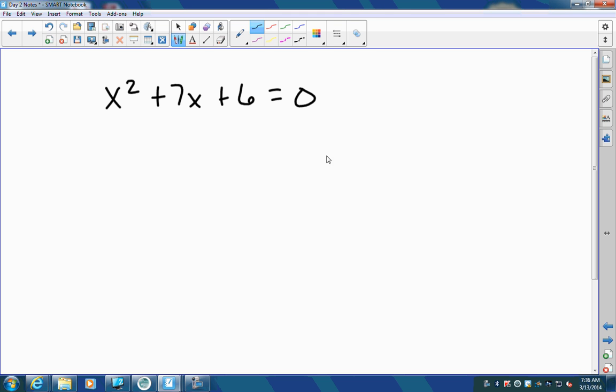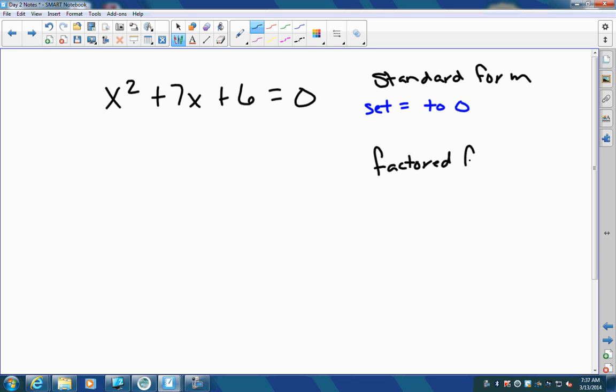Any quadratic equation has to be set equal to 0 before we can solve by factoring. This right here is called standard form. Standard form is when the quadratic equation is set equal to 0. See how it says equal 0? We'll talk more about that in a minute. We need to find the factored form. We're going to go through and factor this.